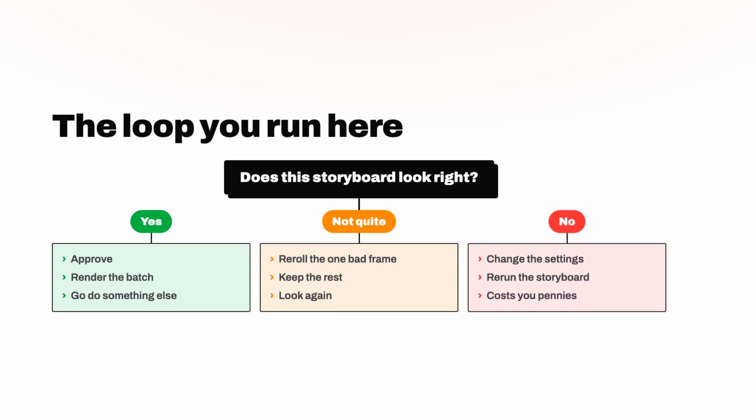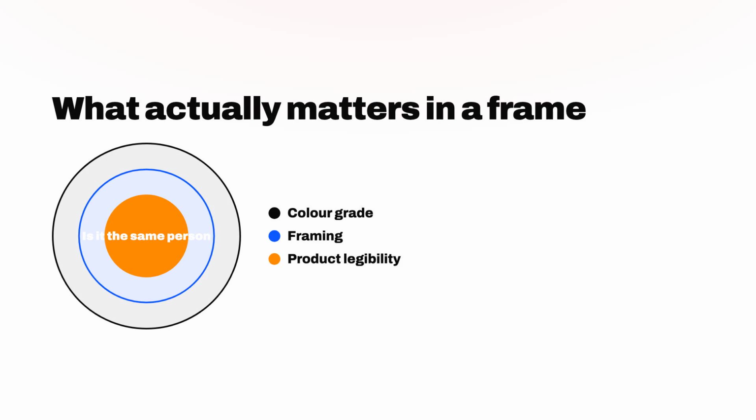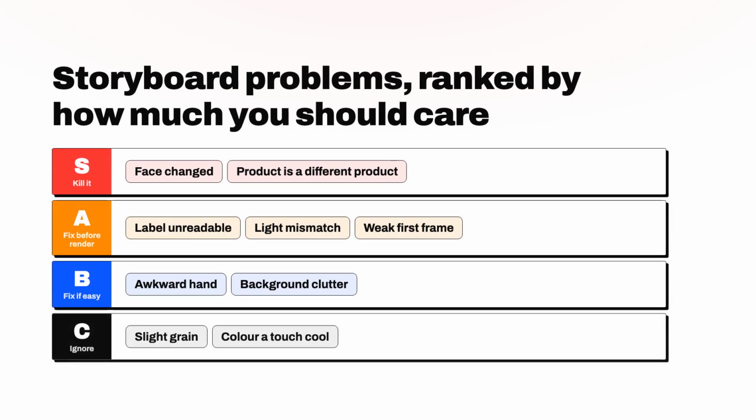So the loop at this stage is dead simple. Look, decide, either fix 1 frame or go. And honestly, this is where the whole experience stops being stressful. You stop gambling. There's a hierarchy to what matters in a storyboard too. Most people fuss over the outer ring. If you want it ranked bluntly, here you go.